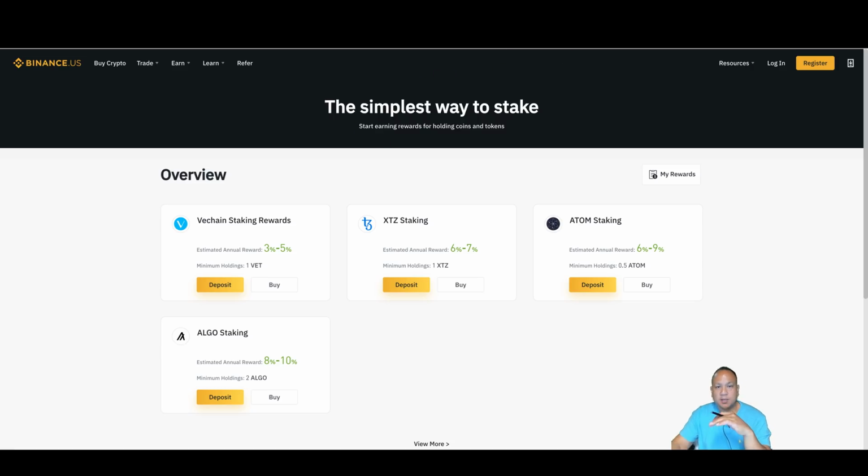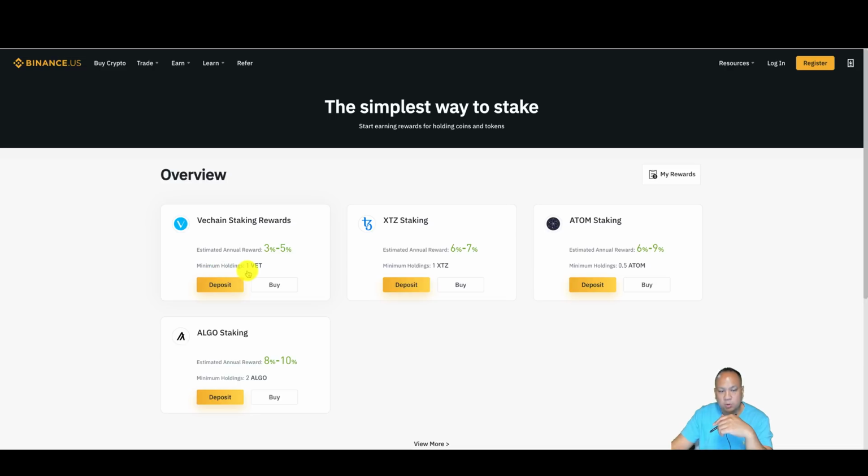All right, so let's get into staking. How much can you actually earn with Vechain staking on these exchanges? Binance US was a big one that just recently announced that you can start staking Vechain and you get an annual percentage back. Here is the estimated annual reward: 3 to 5%. Now in terms of staking, that is one of the highest that I've seen so far. Everyone else has been kind of like 1 or 2%. So here's Binance.us, 3% to 5%.